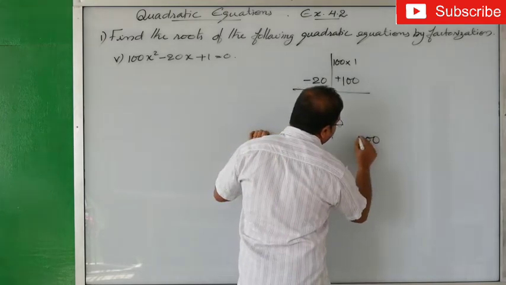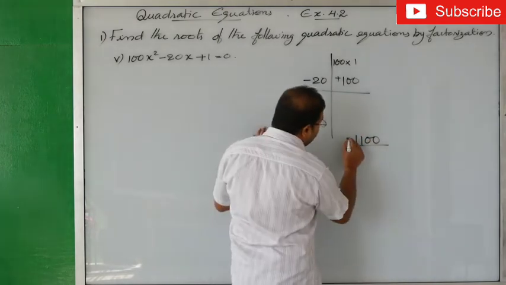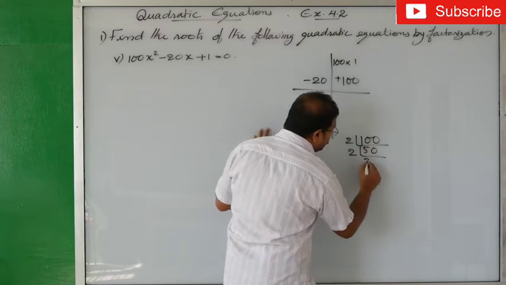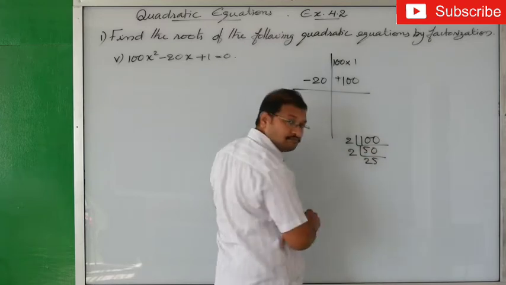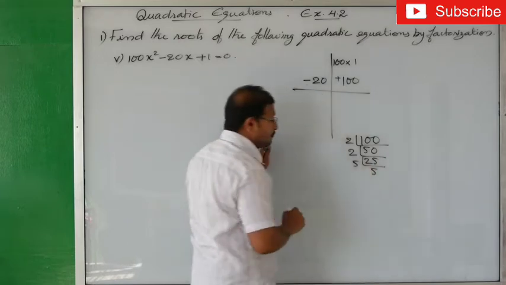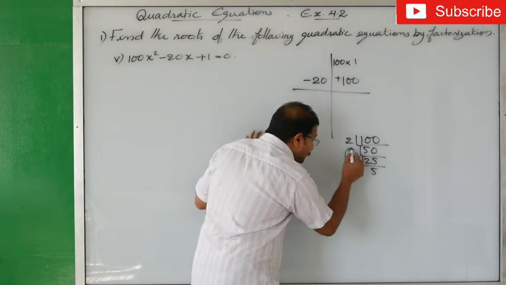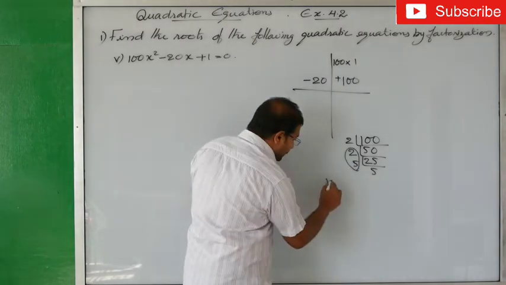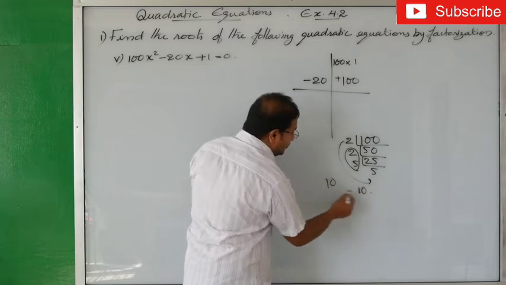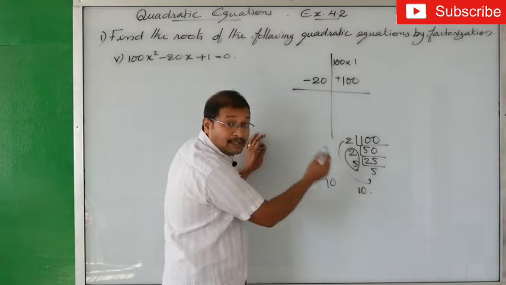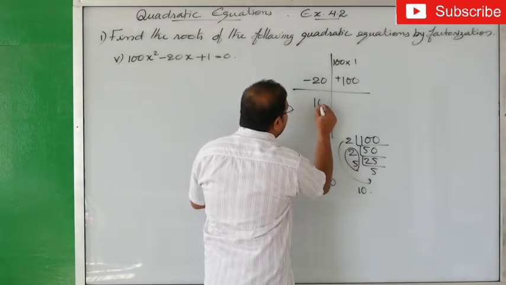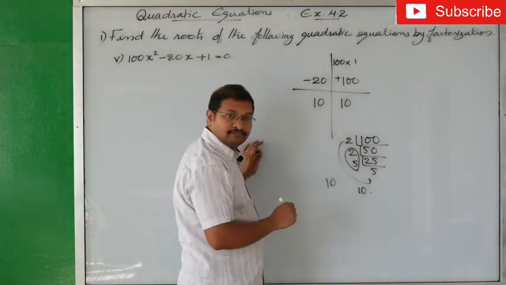100 will factorize by 2, 2 5s are 10, 50. Now 2, 2 2s are 4, 2 5s are 10. I hope you can understand. Yes. 5 into 5, 25. Now what will we do? See, 5 2s are 10. Again, these two, 5 2s are 10. See, 10 into 10, 100. 10 plus 10, 20. Ready? So the numbers are 10 and 10.